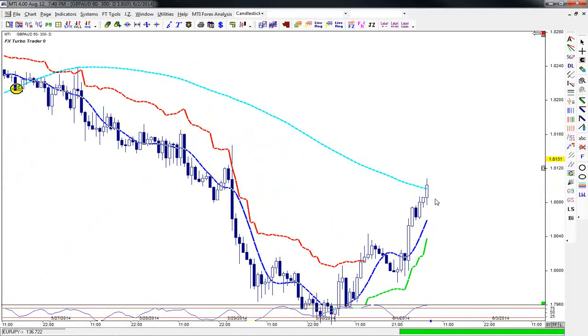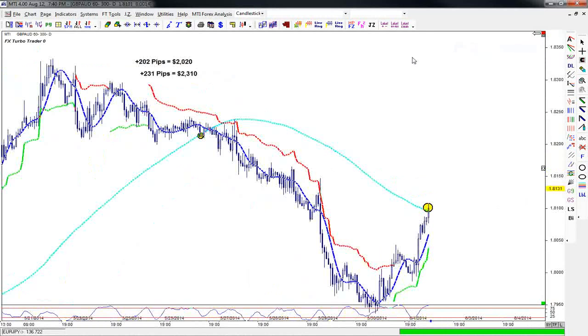So once again, we have a cross back above the teal blue line. What are we going to do? Well, most of you already guessed it. We are going to get out of the market right there. All right? So let's go ahead. What else are we going to do? We're going to take our profits.